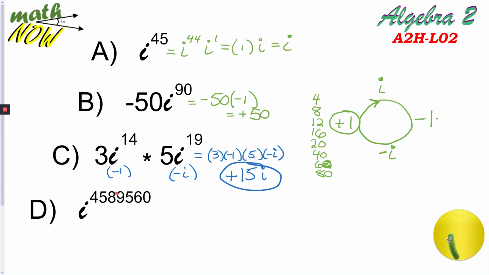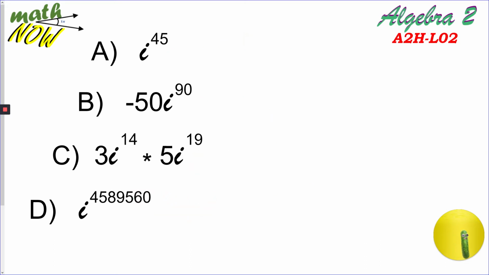15i. This last one now looks like a big number, but remember, all we care about is these last two, and 60 is a multiple of 4. So the answer to this i to the, what is it, 4,589,560 is actually just 1. Cool? Cool. Let's move on.